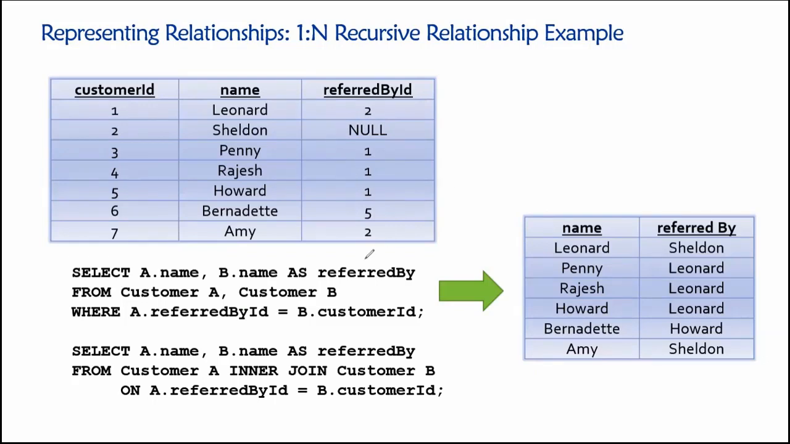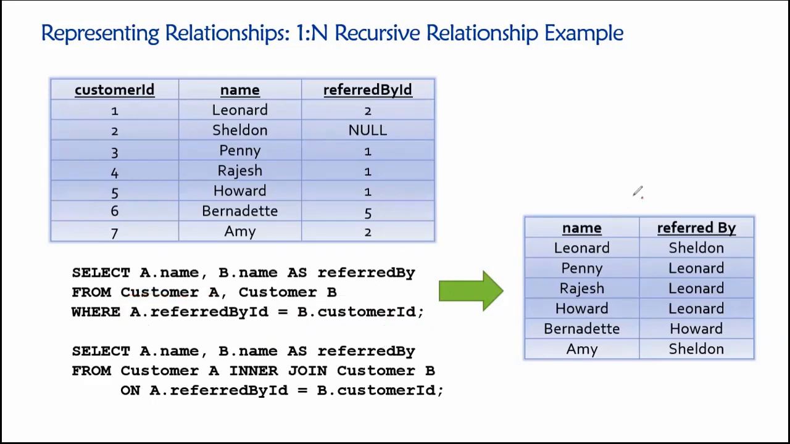Now, the SQL syntax is the same as we just saw previously for the one-to-one recursive relationship. We just need to select data from 2 copies of the same table, right? And we link those tables together based on matching values of, in this example, customer ID and referred by ID from the 2 tables, 2 copies of the same table.